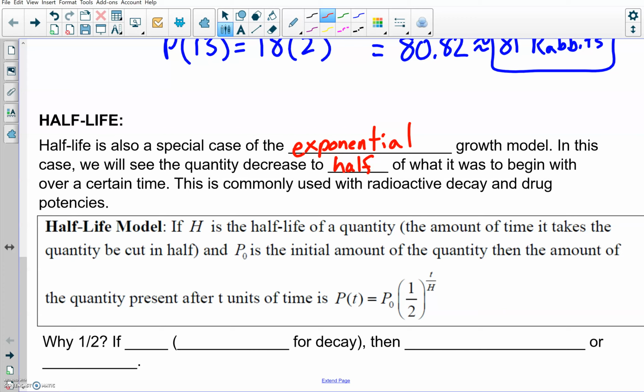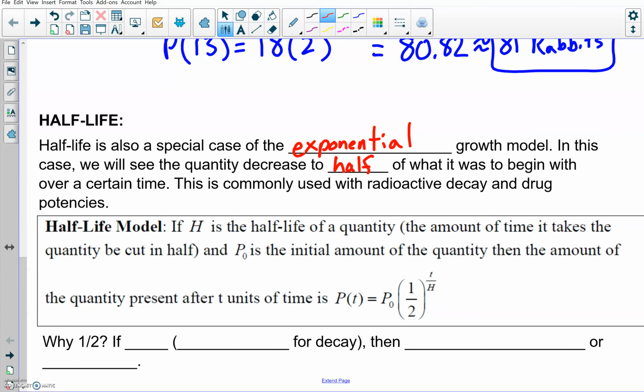So in the half-life model, if H is the half-life of a quantity, the amount of time it takes the quantity to be cut in half, and P naught, again, the initial amount, then the amount of the quantity present after T units of time is P of T equals P naught times 1/2 to the T over H. So very similar to the doubling, it's just here instead of doubling, you're now halving. So you got a half in there.